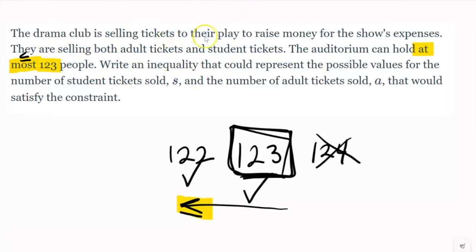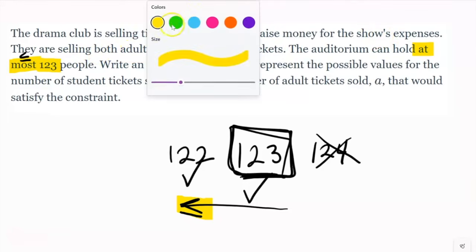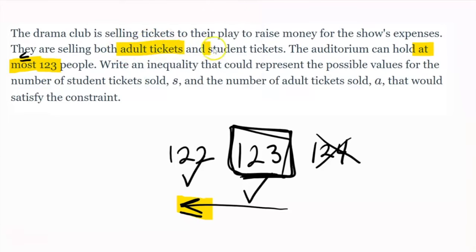So the drama club is selling tickets to the play to raise money for show expenses. They're selling both adult tickets and student tickets. That makes up all the people who are going to be in the auditorium. Write an inequality that could represent the possible values for the number of student tickets sold, use S for student, and the number of adult tickets sold, use A. So A is adult, S is students. That would satisfy this constraint.